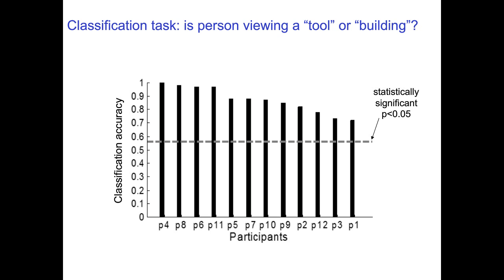In this case, the stimuli were all either about tools or about buildings. So tool words like hammer and screwdriver, building words like house and palace. And so the classification task here is simply to determine whether they're thinking about a tool or a building.